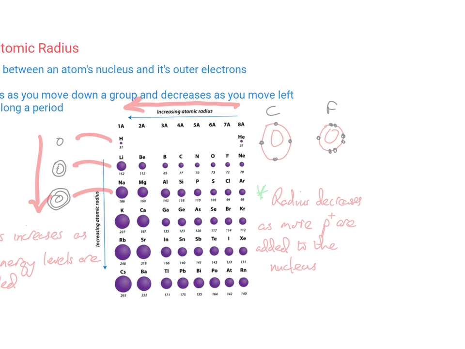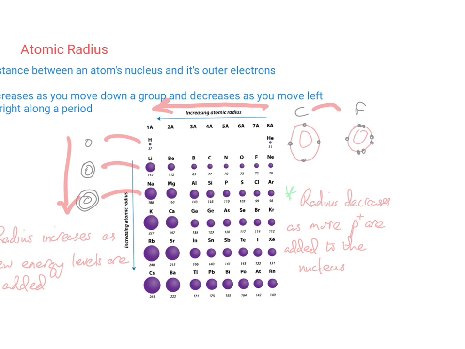So as you move from left to right, from, let's say, carbon to fluorine, the number of energy levels isn't increasing, but the main reason why the radius gets smaller is because as more protons are added, the nucleus itself becomes much stronger, becomes a stronger beast. Because of that increased charge, the electrostatic force of attraction between the protons and the electrons in fluorine is much stronger than it would be in carbon, and so it tightens the atom, and the atomic radius gets much smaller as you move left to right.